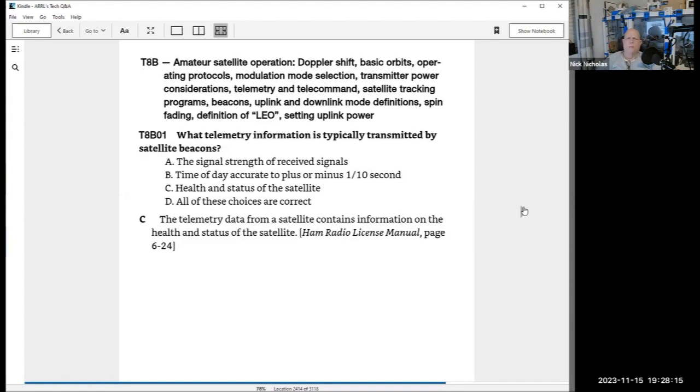Okay, telemetry. This is satellite Doppler shift, things like that. I've covered it in your class. What telemetry information is typically transmitted by satellite beacons? And the answer is usually C, the health status of the satellite. That's its telemetry. It might include things like its location, but it generally is the health and status of the satellite.